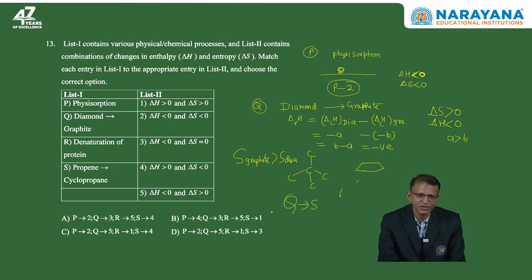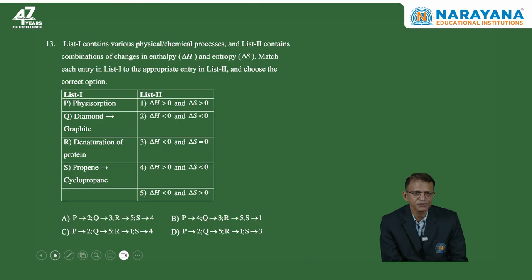So P should be matched with 2, and then Q should be matched with 5. So C option as well as D option, till here we are not able to get the answer, right? So let us discuss the other two parts. Till now C and D, any option can come. So let us discuss the other two options.